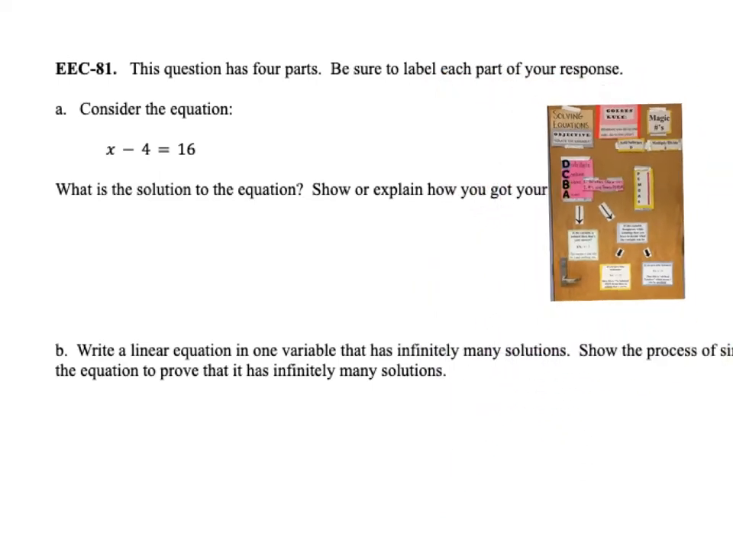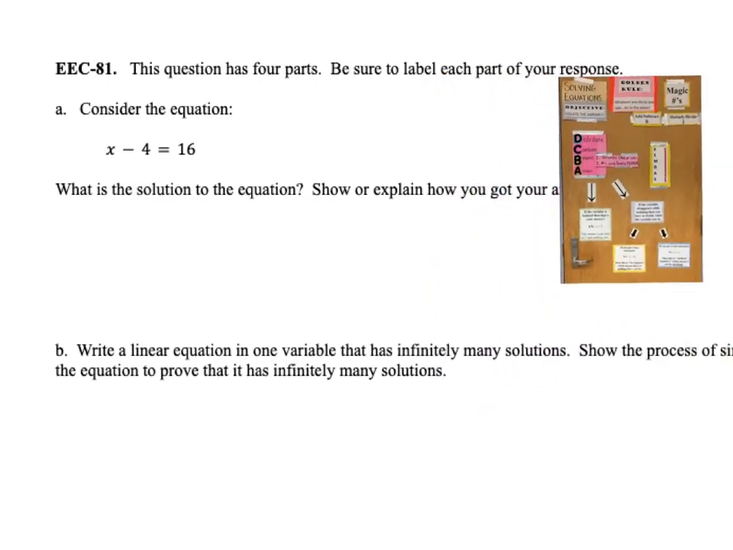And so in order to isolate the variable on this one, I need to move the 4 to the other side. And to do that, I would add 4 to both sides in order to solve it. Now my variable is isolated, and x equals 20. So that means my solution to this equation is 20, and this would be enough to show or explain how I got my answer. In terms of opening the doors, this would mean I get to open one door, and that door would be door number 20.